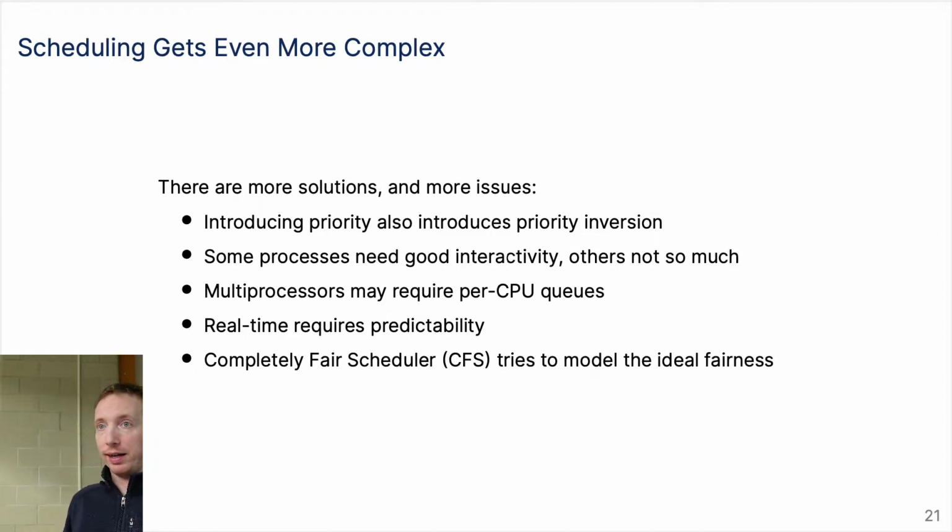We also saw real-time scheduling that requires some predictability and has some timing constraints. And then we finally saw the completely fair scheduler that tries to model ideal fairness, and that's the actual scheduling algorithm that your kernel uses today.